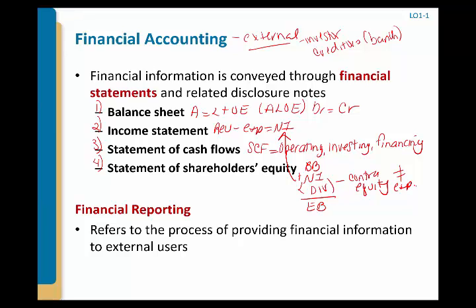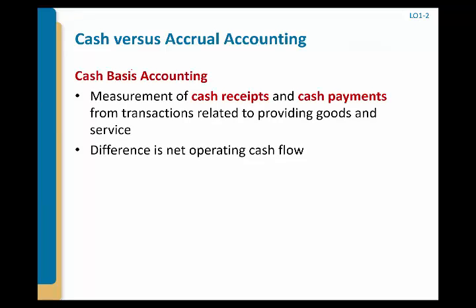Financial reporting is the process in which we provide the four financial statements: the balance sheet, the income statement, the statement of cash flows, and the statement of stockholders' equity. Cash basis accounting is not GAAP. So cash basis accounting does not equal GAAP.